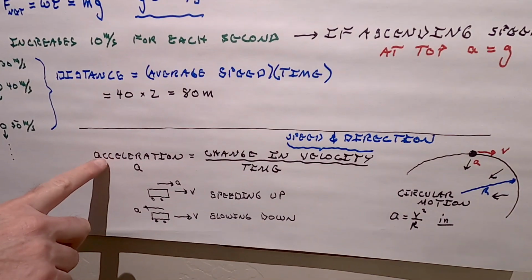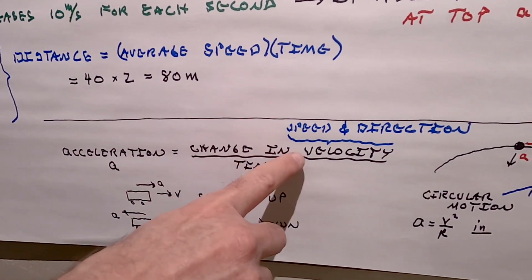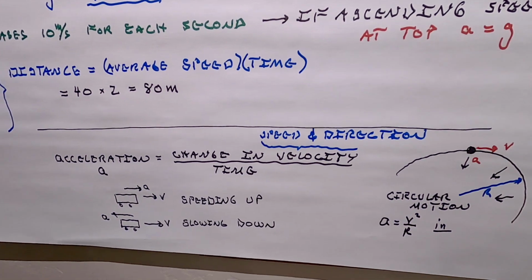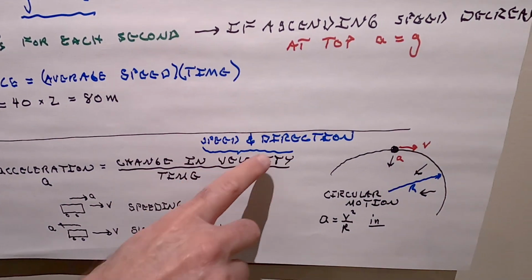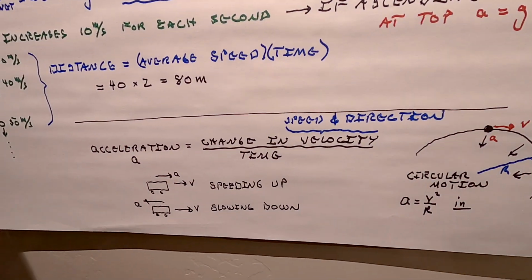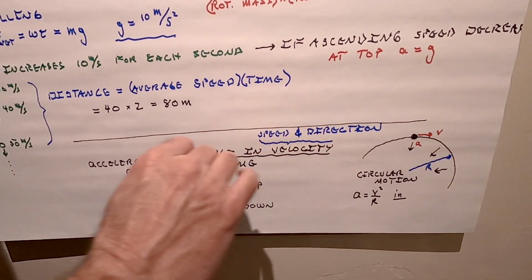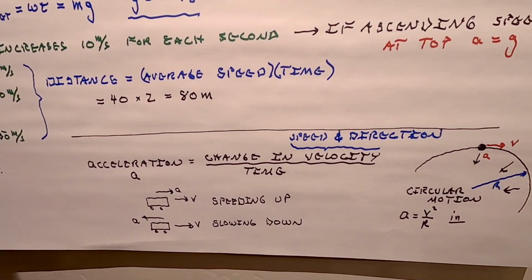Remember, we also had a definition of acceleration. It was the change in the velocity over the time. And remember, velocity is both speed and direction. So if either one of these changes, you're accelerating. So you can either speed up, slow down, or turn. In all those cases, you're accelerating.